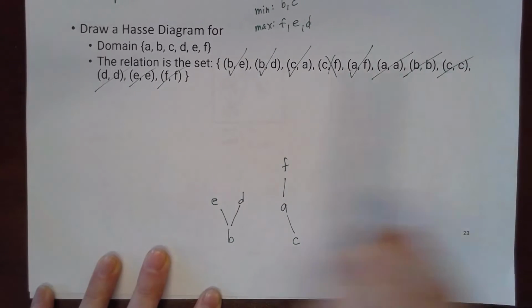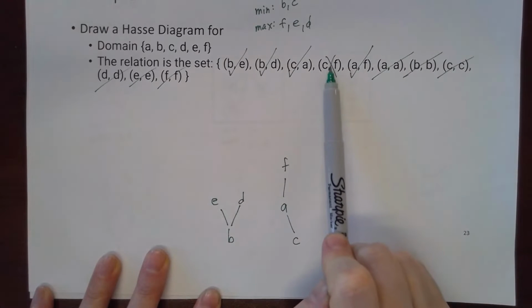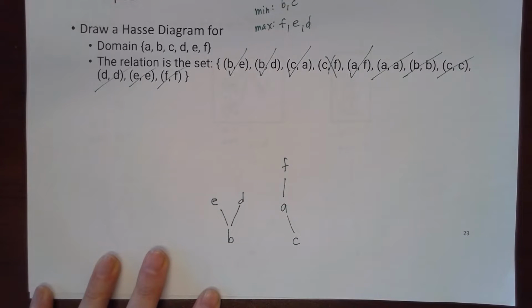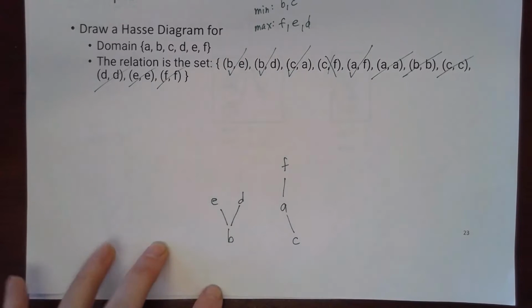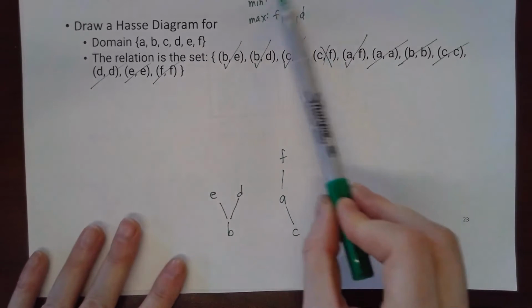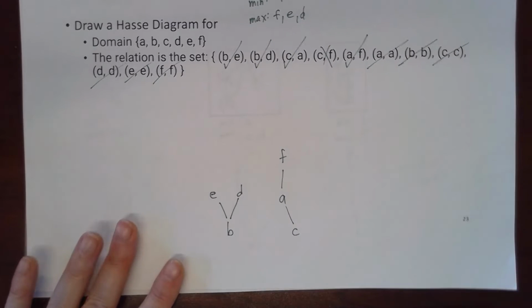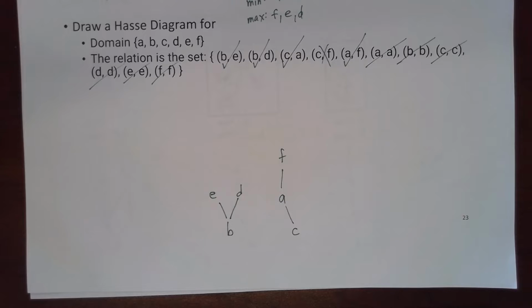All of these ones are implied from reflexivity. This one is implied by transitivity. So we've included only the important edges, and we should match it up. B and C are minimal, F, E, and D are maximal. Everything that we expected is in our diagram, so it looks like it's good. All right, so that is our partial orders.